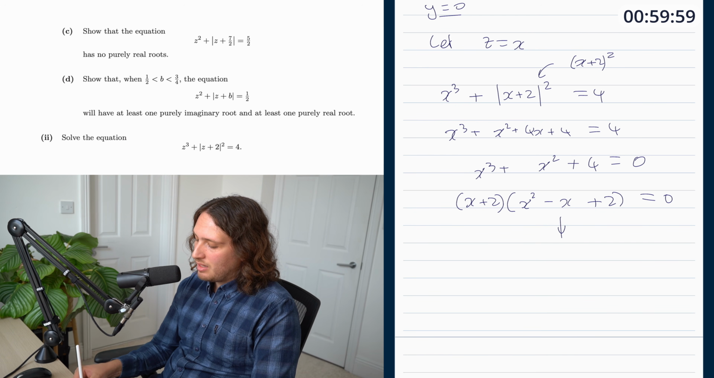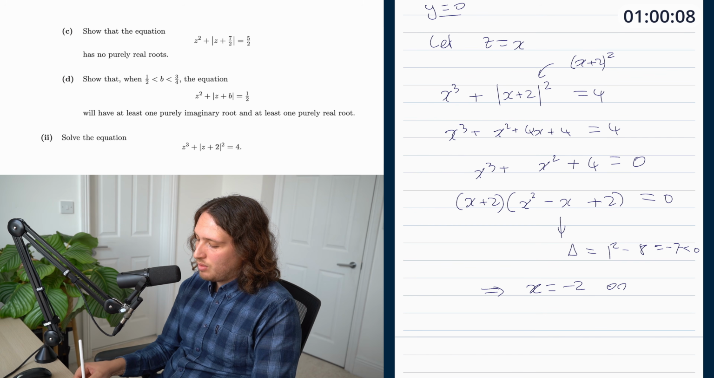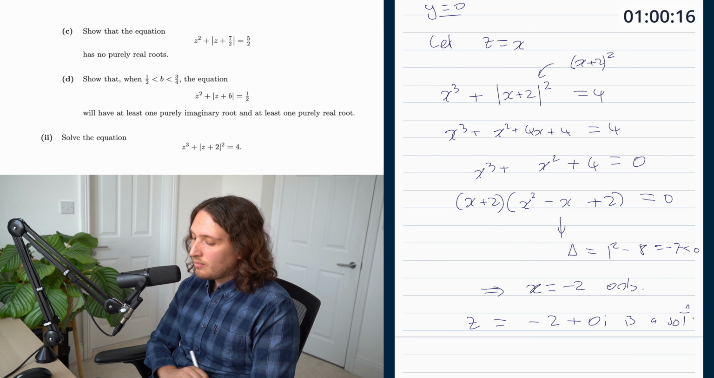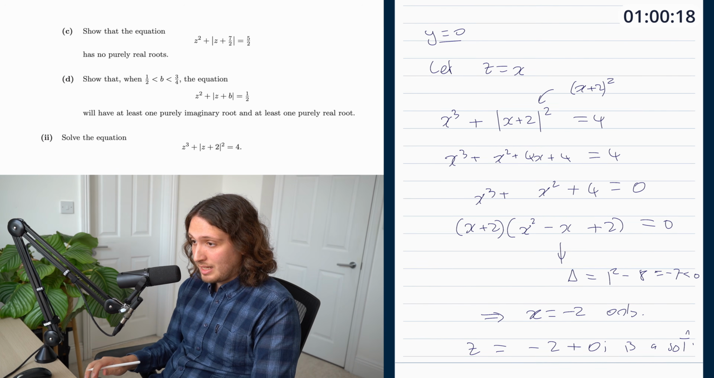And then what's the discriminant of that guy? Well, it's b squared minus 4ac, which is -7, which is negative. So x equals -2 only. So that means that z equals -2 plus 0i is a solution. And now I can move to my other case.